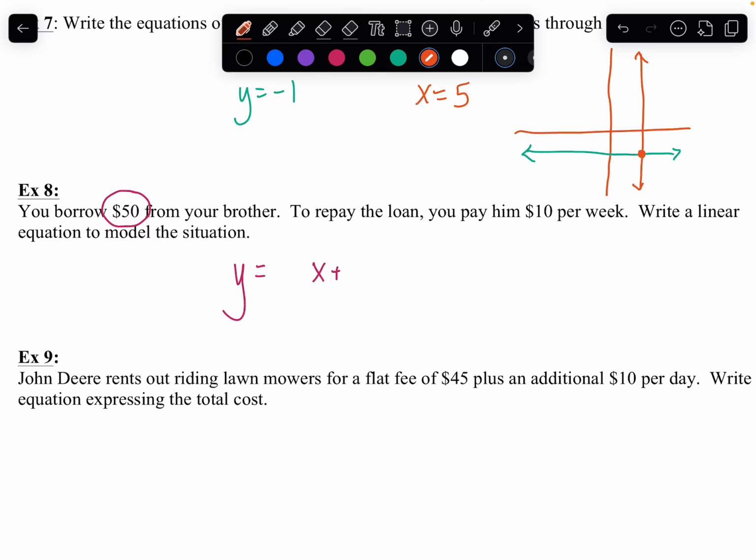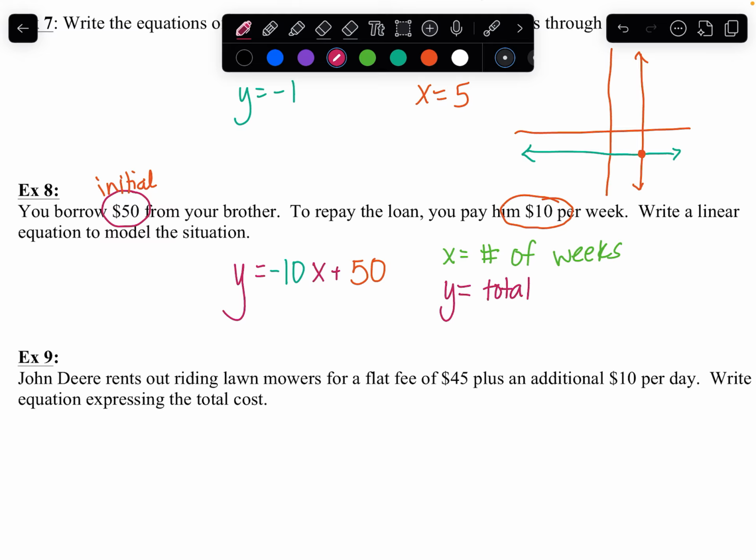Well, we start with $50. That is our initial. That's how much we have to pay back. Now, because we're paying it back per week, our slope is going to be -10x. And that's because x represents the number of weeks. This is our defining of our variables. And then our y value, this is the total money left to pay.